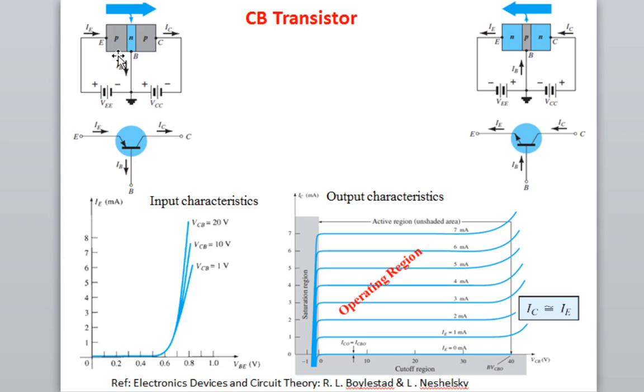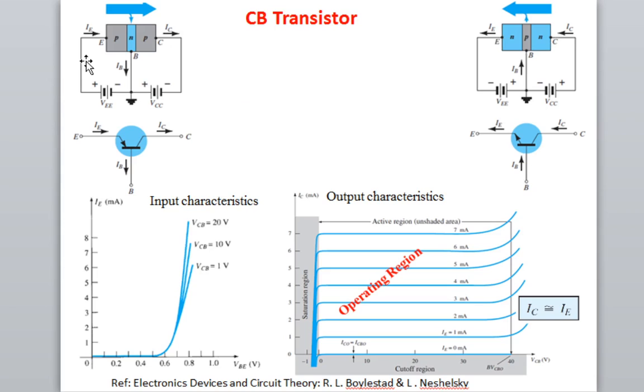And obviously there will be a voltage drop across the emitter base junction, and there will be a voltage drop across this junction as well. The voltage drop across the emitter base junction is known as VBE, and the voltage drop across the base collector junction is known as VBC. Similarly here, VBE and VBC.